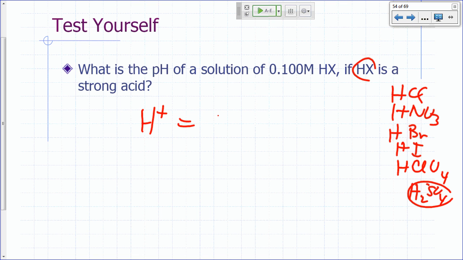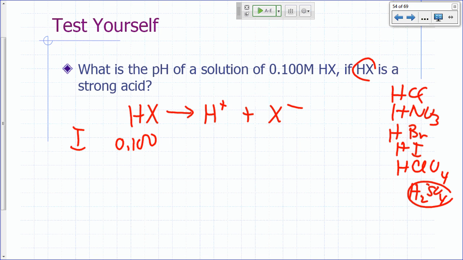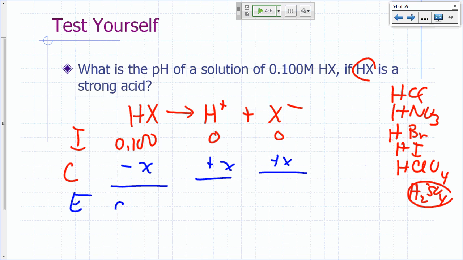It's just going to be all of this HX. So what's our reaction? HX goes to H plus X minus. You start with how much? 0.1. What would be your changes? So let's assume you have 0 for those. What will be your changes? Minus x, plus x, plus x. What would you have at equilibrium? 0.1 minus x, x, and x.